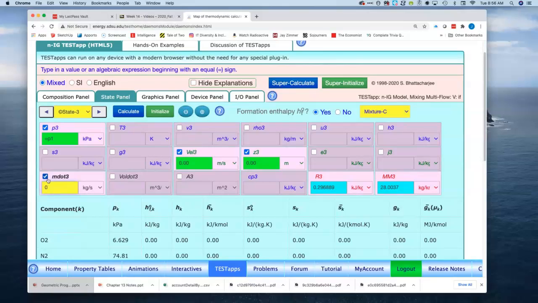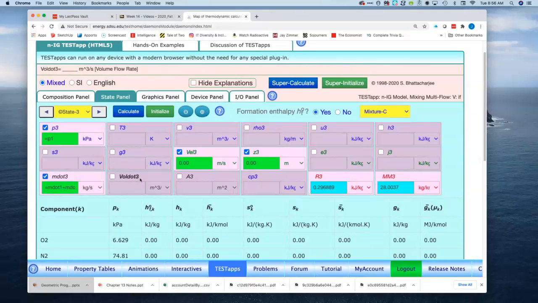Well, I can come over here and I can say that m dot 1 plus m dot 2. I know that the two masses have to add up to be the third mass. Okay, so I have that information I can put in. So I'm now going to go over to the device panel.